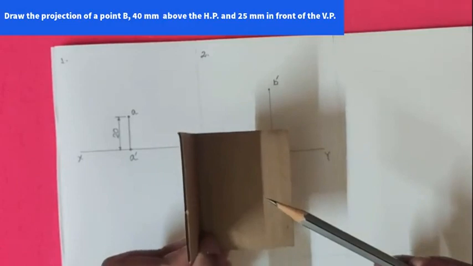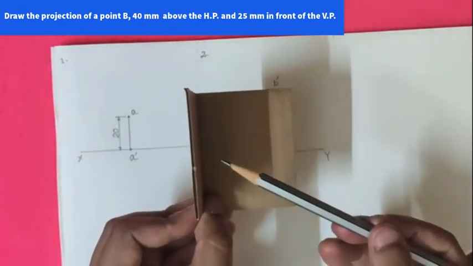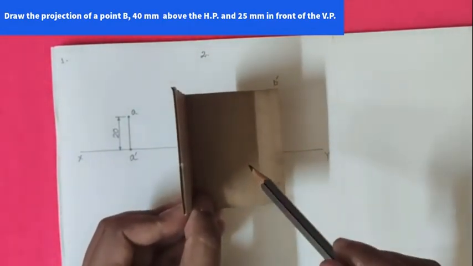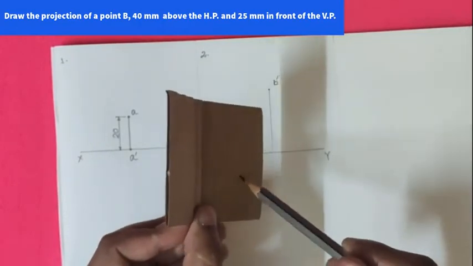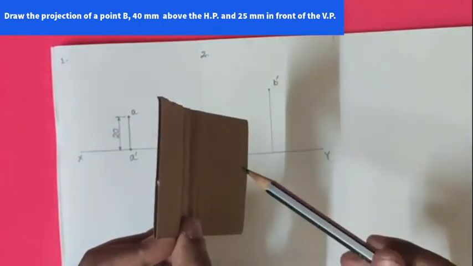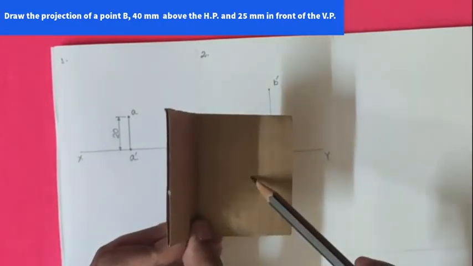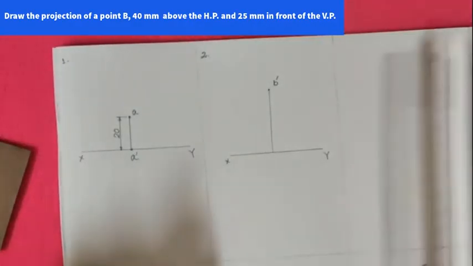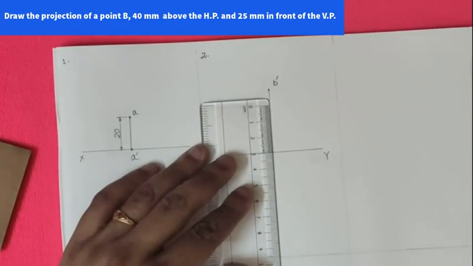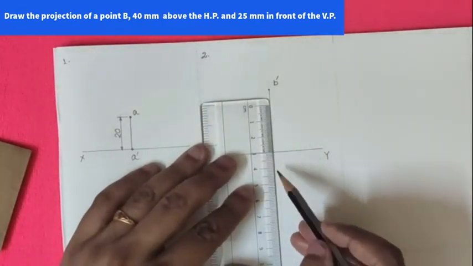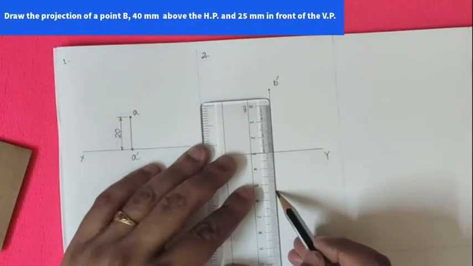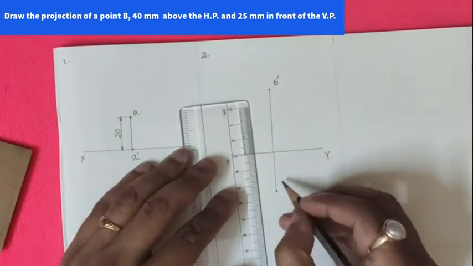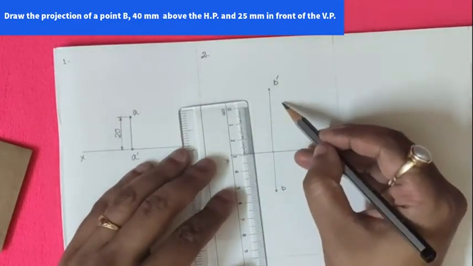Next we have to draw the top view. This is 25 mm in front of the VP. So the top view will be projected in the horizontal plane, then after rotation it comes below the xy line at a distance of 25 mm. So let us draw the top view here. This is 25 mm, so we have the point here. This is your B, and this will be your projected line.